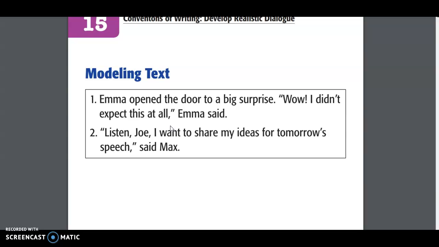Make sure now today you throw in some interjections and throw in some commas where you need to see a pause take place to make it sound realistic. Okay?